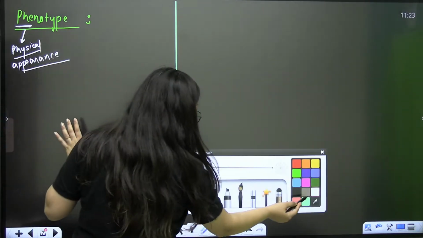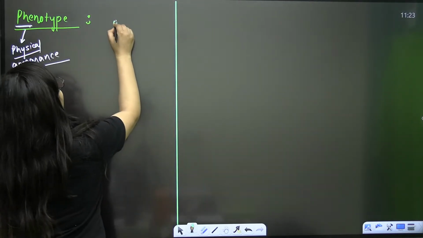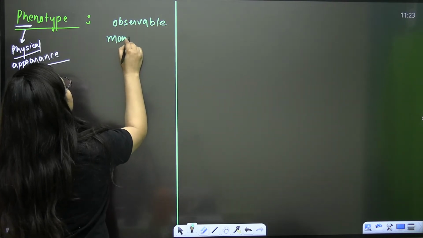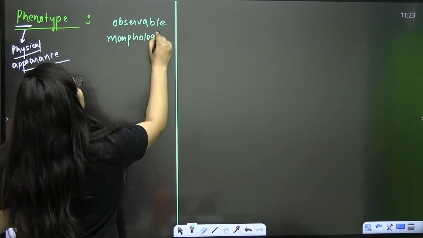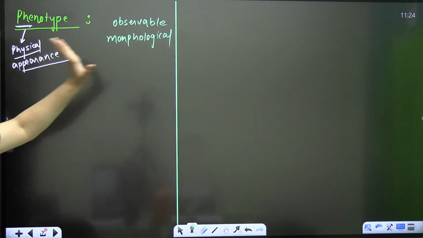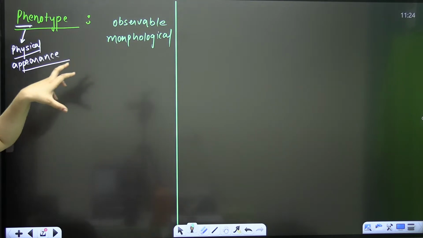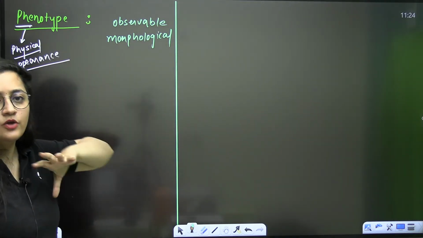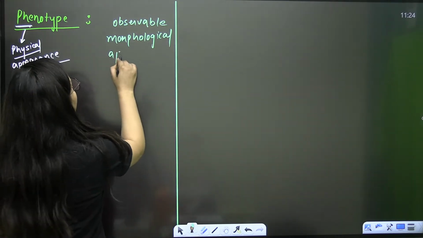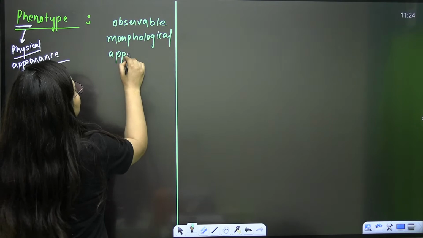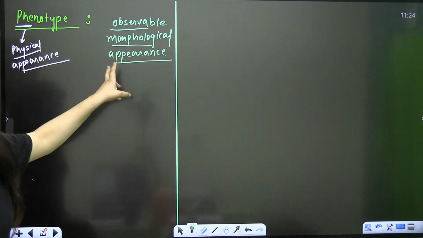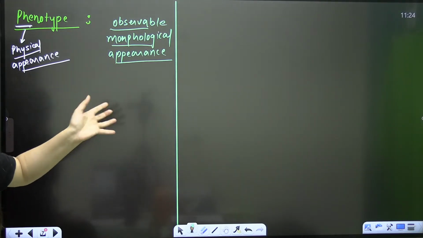So actually when you talk about the phenotype, these are the observable morphological characters. What are they? They are basically the characters that you can observe. It is actually related to appearance. So observable, morphological, appearance. That is what your phenotype is. You can look at it and you can comment. You can just look at it and you can comment.